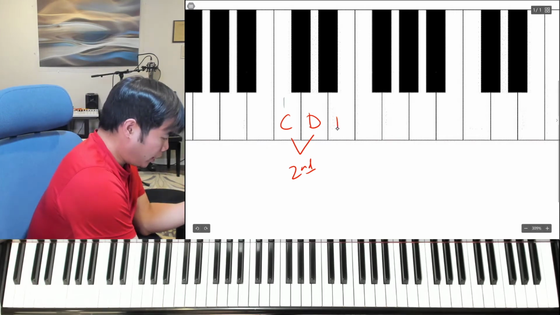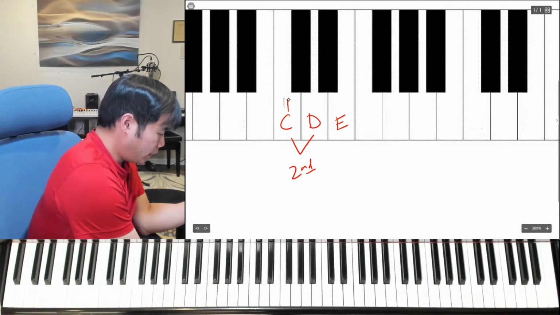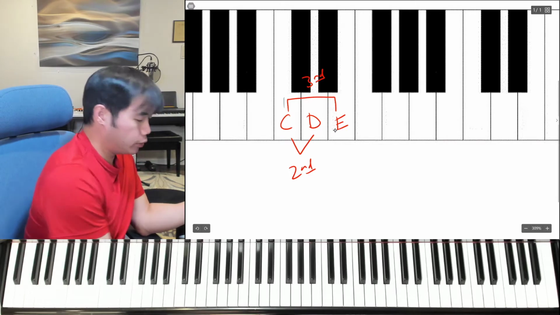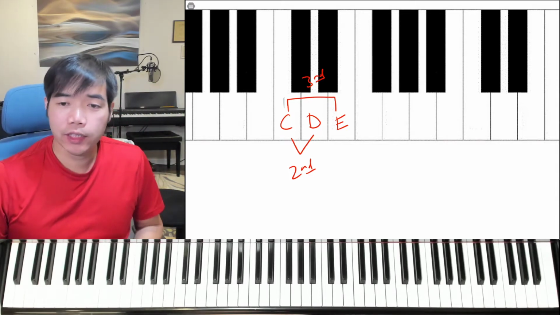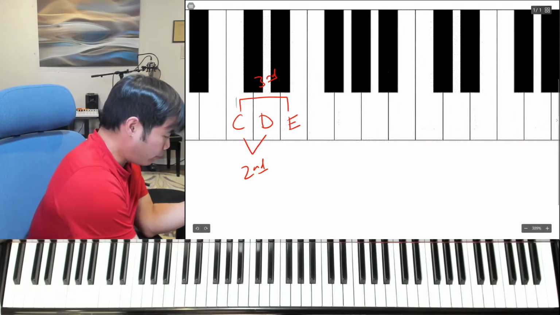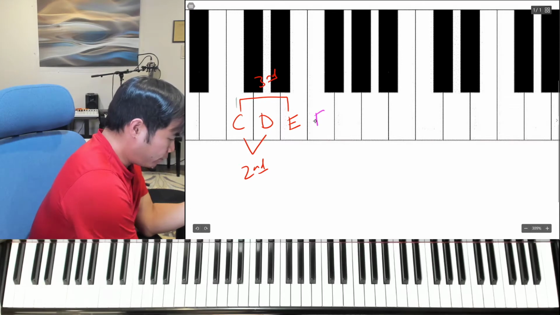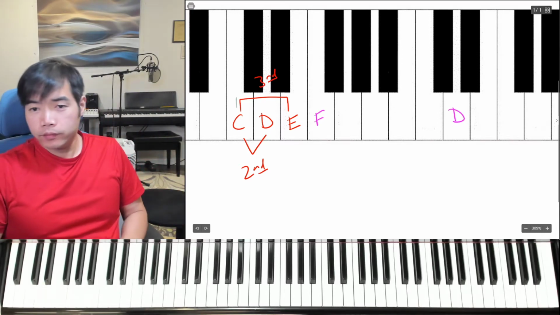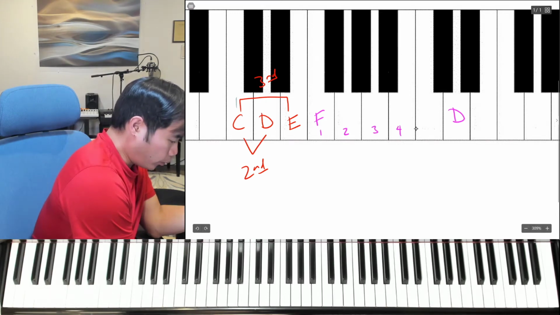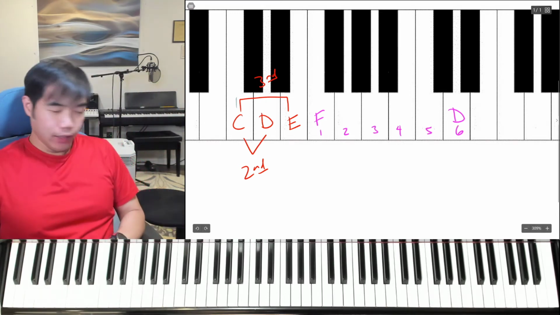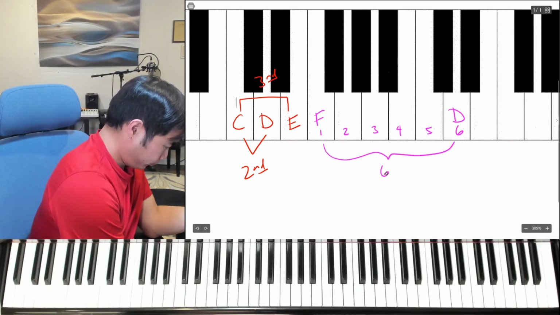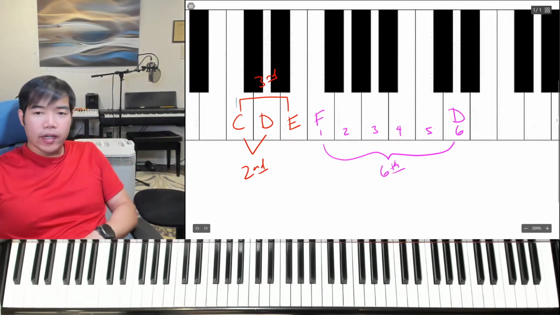If we're going to the note E, C to E would be the interval of a third. 1, 2, 3. So basically, I'm just counting the white keys. Okay, so let's take, for example, F to D. If we just count the white keys, 1, 2, 3, 4, 5, 6. F to D is the interval of a sixth. And so on and so forth.